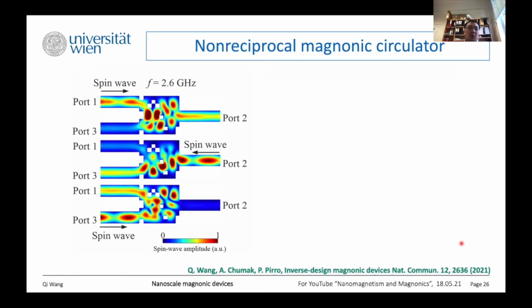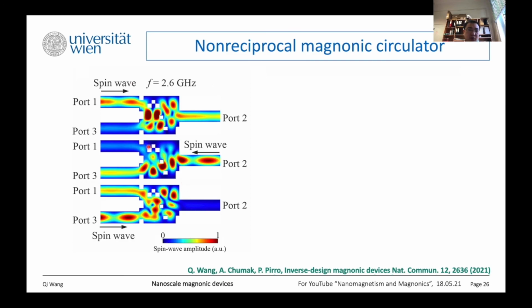And finally, we also used the same way to design non-reciprocal magnonic circuits. In this case, we ran 3 simulations simultaneously. First, we inject the spin wave here and ask the computer to guide it to here, and simultaneously, in another simulation, send the spin wave from port 2 and ask the computer to guide it to port 3, and the same from port 3 to port 1. So here are the results that the computer gave us.